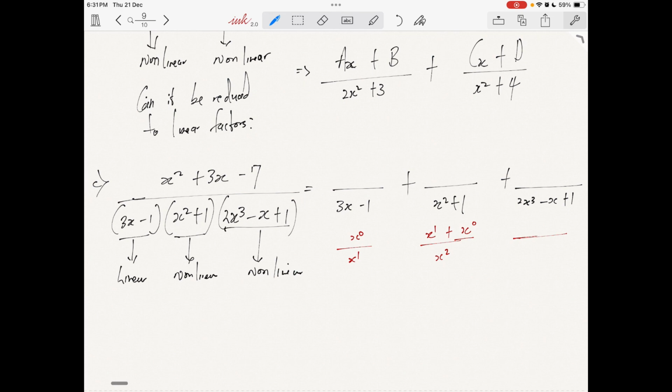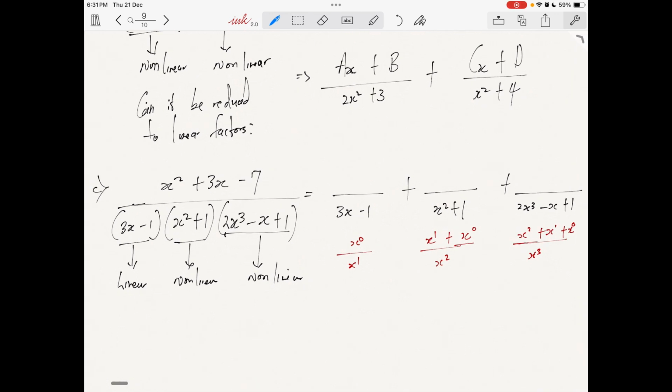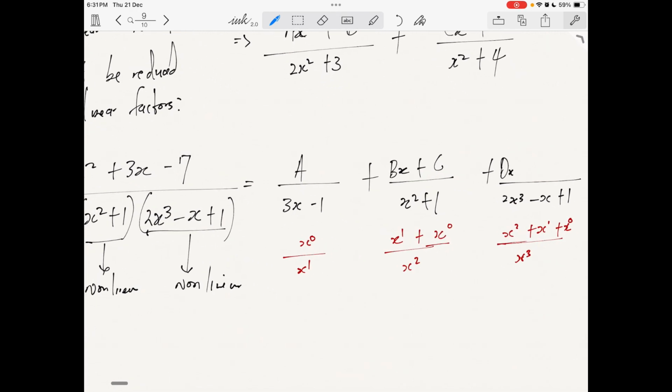At the denominator, I have x to the power 3. That's the highest power there. And what do you think I will have at the numerator? It should be x squared plus x to the power 1 plus x to the power 0. So we can now go back, and x to the power 0 is 1, so that's just a. Here we'll have bx plus c, and here we'll have dx squared, remember there is x squared there, plus ex, and plus f.